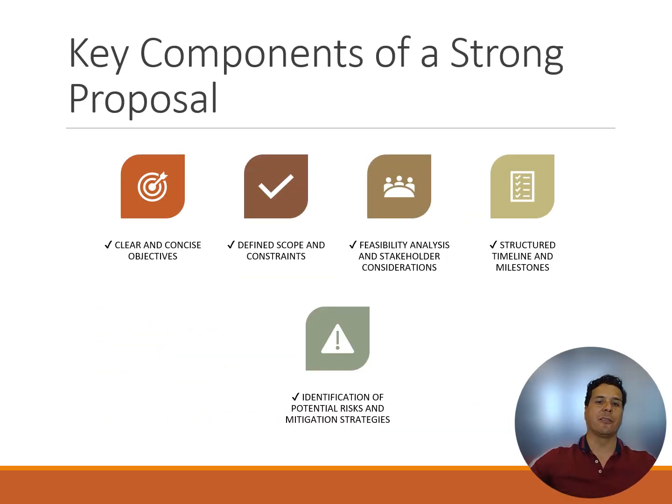Let me move into the key components of a strong proposal. Key components of assignment 1, 5%: short but punchy, meaning it needs to have value. What are those? First, a clear and concise objective. What is your application trying to achieve? Second, define scope and constraints.